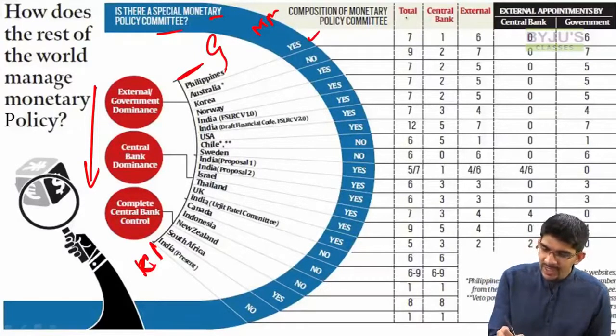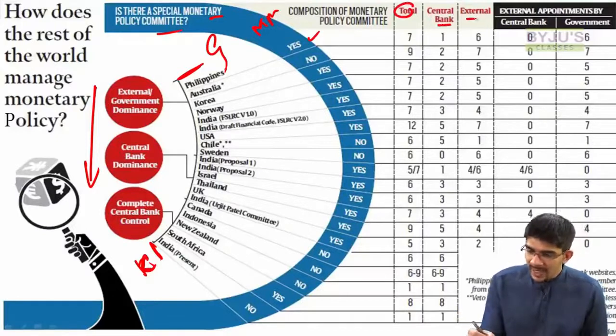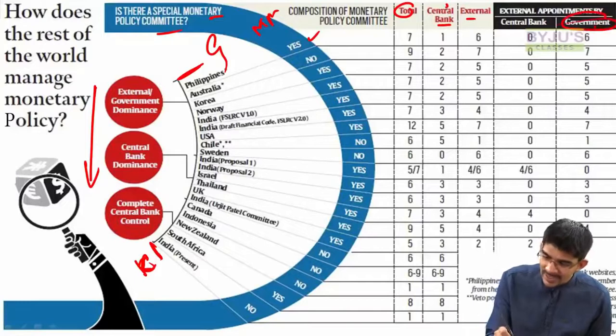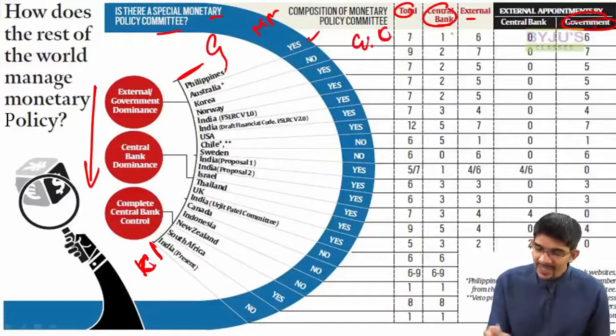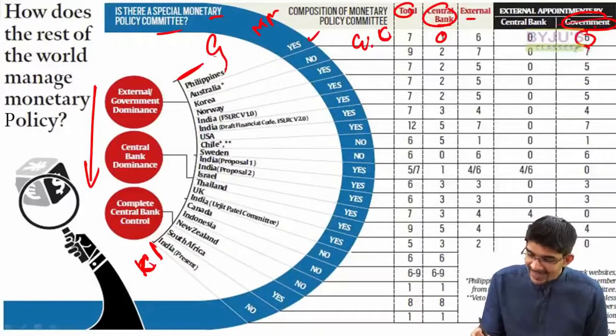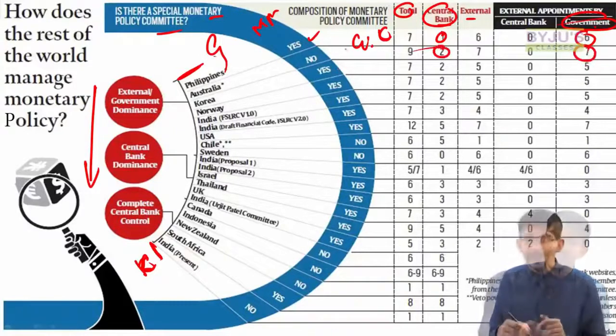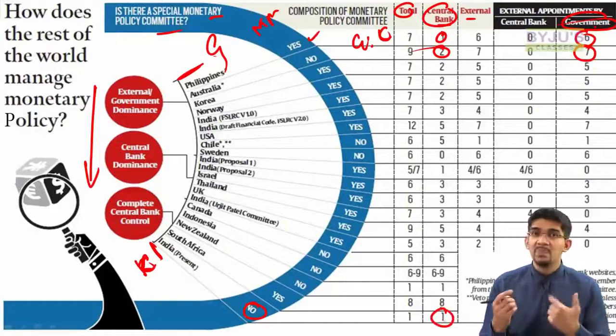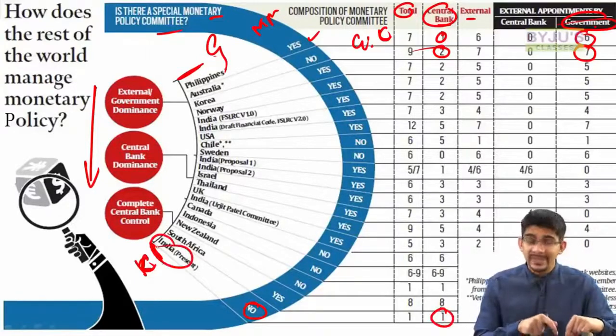This shows the composition, the total numbers, how many are from central bank, how many are from external, and how many in external appointment is by government. So if you compare this versus this, we'll have the government to central bank ratio. So as you can see, when the central bank is 1 and the government is 6, we have the least independent central bank in Philippines. When the government is 7 and central bank is 2, we have again a very dependent central bank. However, if you look at India, we don't even have an MPC. We have only 1 from central bank and nobody from government. Complete independence. We have one of the most independent central banks.